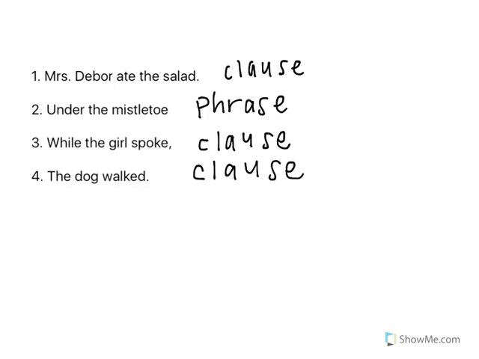I just want to reiterate that just because it is a clause, it does not mean that it is a full sentence. And we see this in the case of number 3, because yes, it has both a subject, girl, and a verb, spoke. It does not make complete sense. While the girl spoke is not a complete sentence. Well, it still is a clause because it has both a subject and a verb.